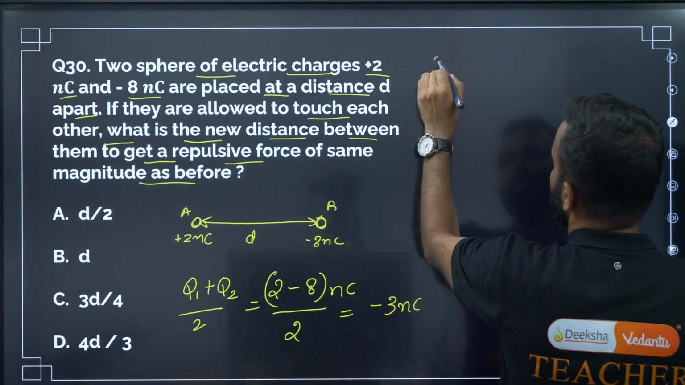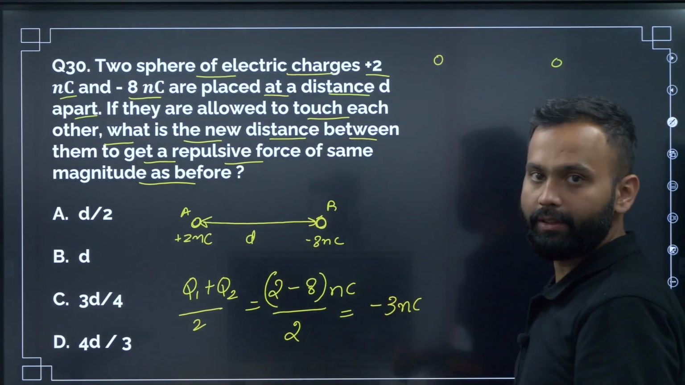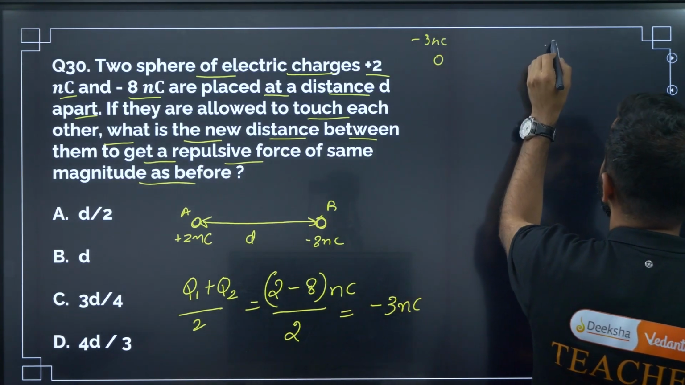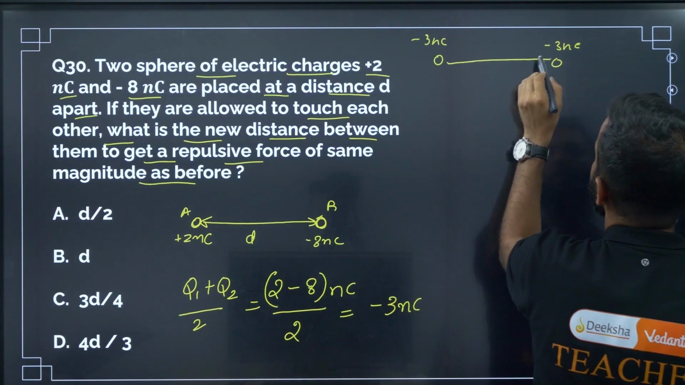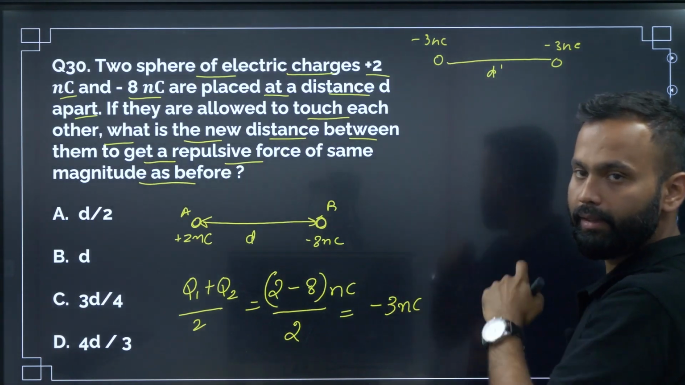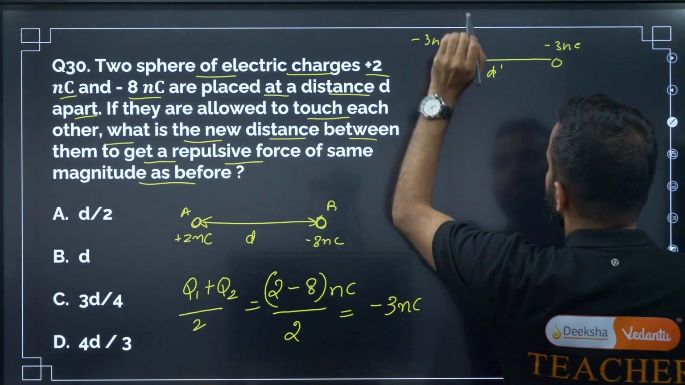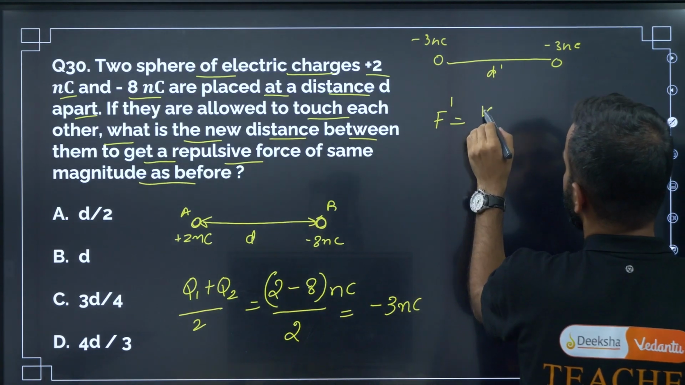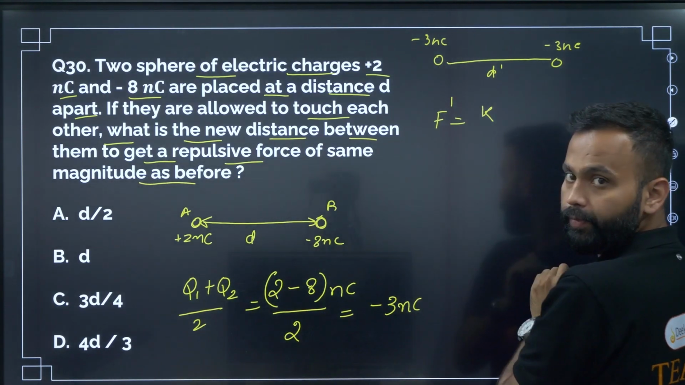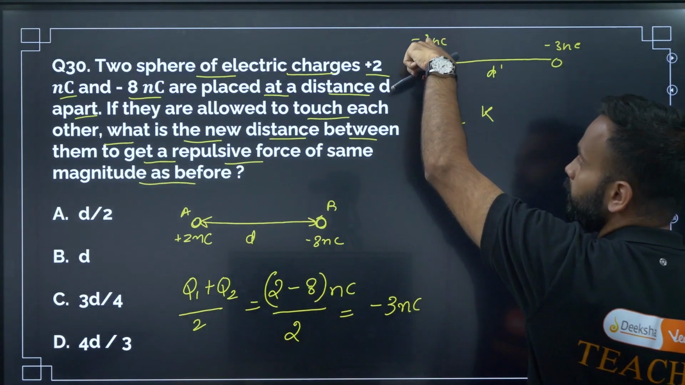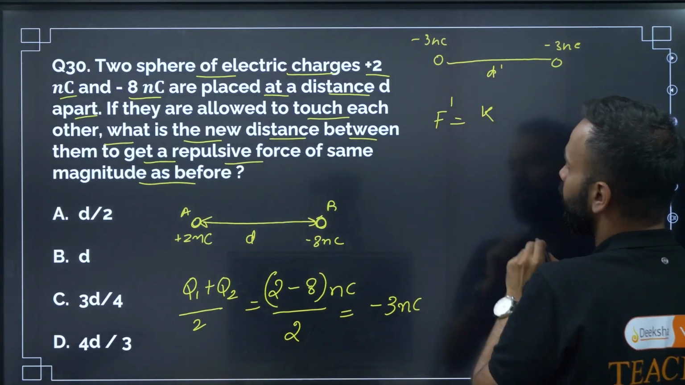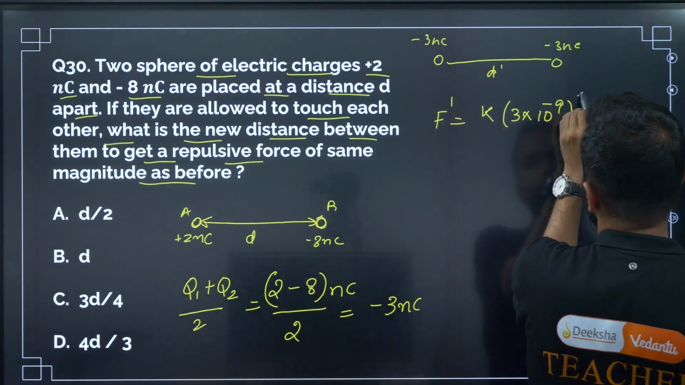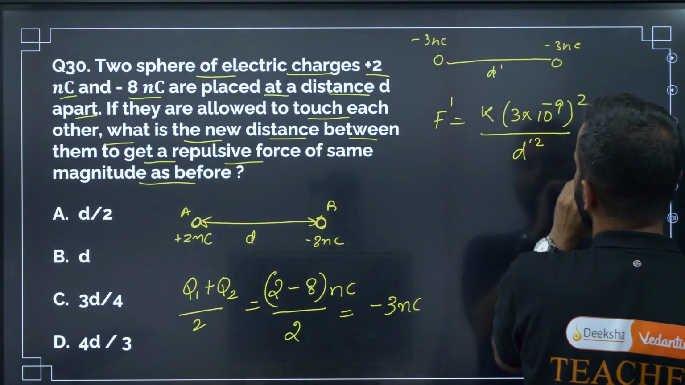So now we need to find the new distance, right? The force between them is the same. Here minus 3 nanocoulomb and minus 3 nanocoulomb, separated by distance d dash. That one we need to find. So now the force F dash is equal to K into Q, where Q is 3 nanocoulomb, another Q is 3 nanocoulomb. So in magnitude, 3 into 10 to the power minus 9 squared divided by d dash square, okay?